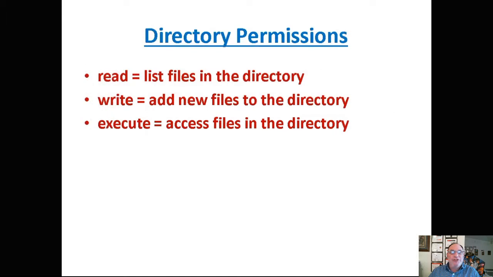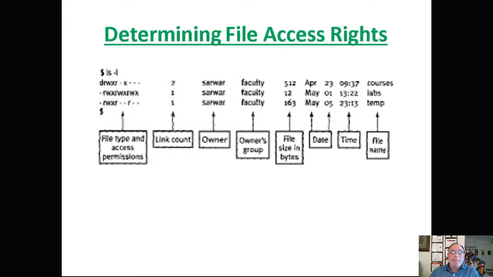Directory permissions: read, list the files in the directory. Write, you could add new files to the directory. You can delete files from the directory, or you could even change existing files within the directory. And execute means you can actually run compilable code. So let's take a look at a sample of what an ls -l command might look like here.